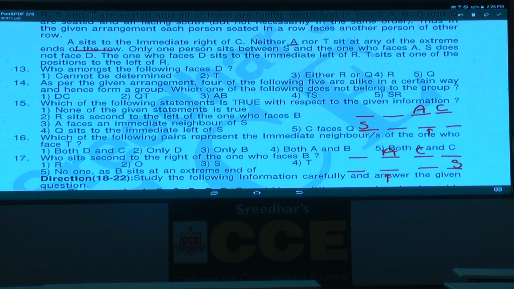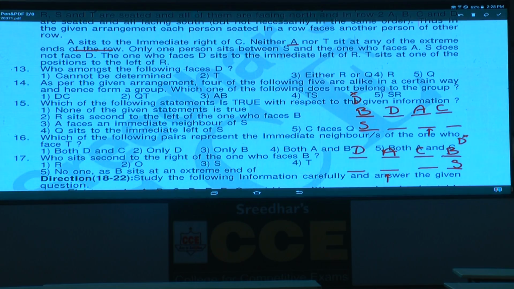S does not face D. As S does not face D, D cannot be here. As D cannot be here, D must be here. And in this case, D must be here. Then who is the person left over? B is the person left over, and B will be at this place.